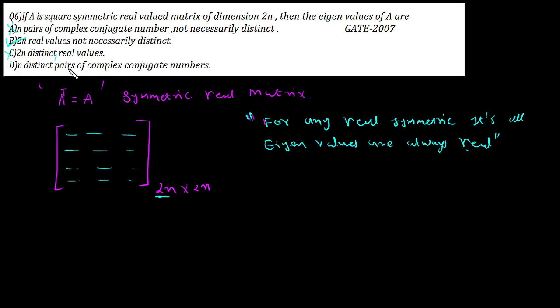Option D says n distinct pairs of complex conjugate numbers. Again, we are not getting any complex number in the eigenvalues, because the matrix is symmetric and real. So only option B is correct for this condition. So option B is the correct answer.